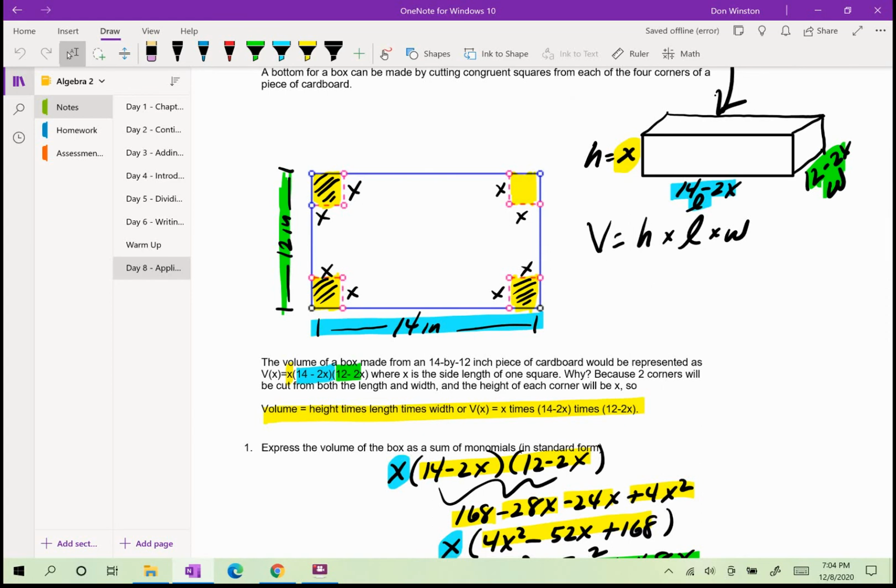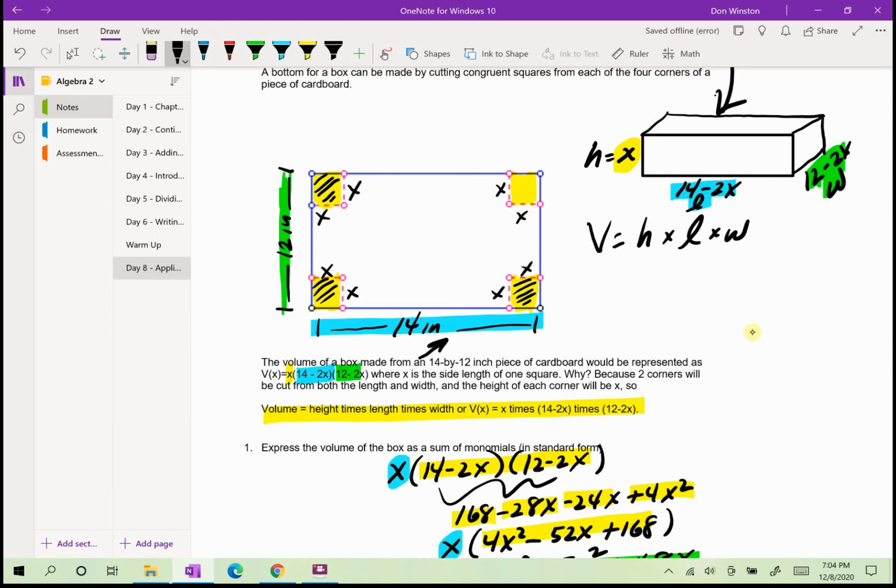And I'm going to cut off 2 squares. Now the largest, if I'm working with 14 inches, if I'm working with my length here, the largest x can be is 7. I'm going to cut off two sevens. All right, so 14 minus 7, well, that would give me 0.